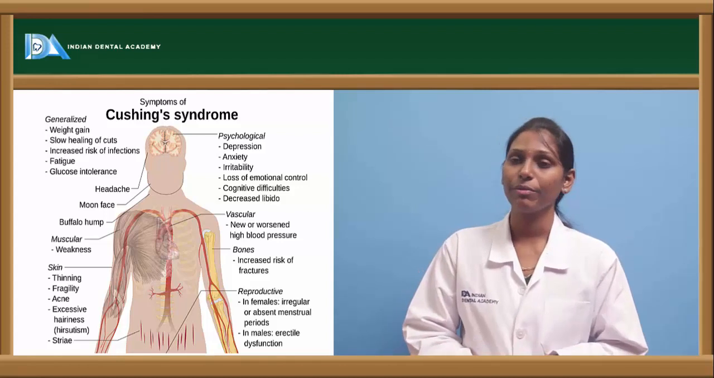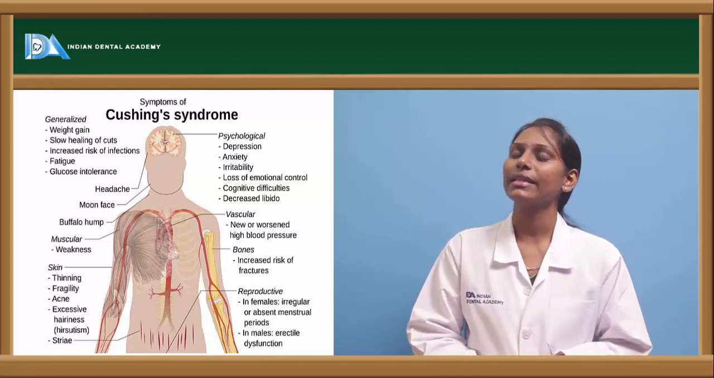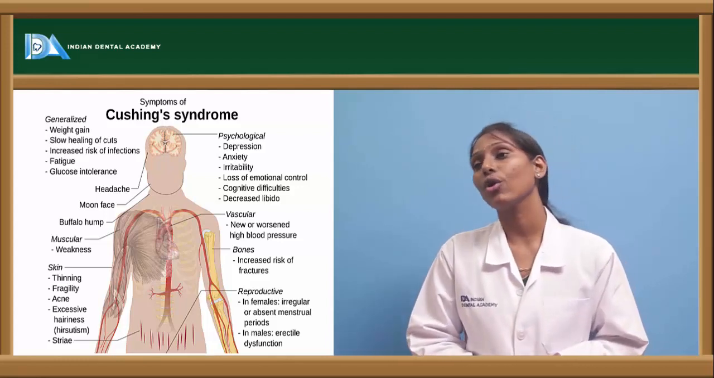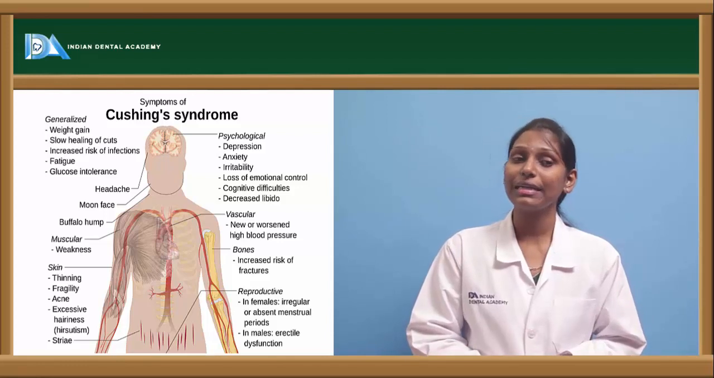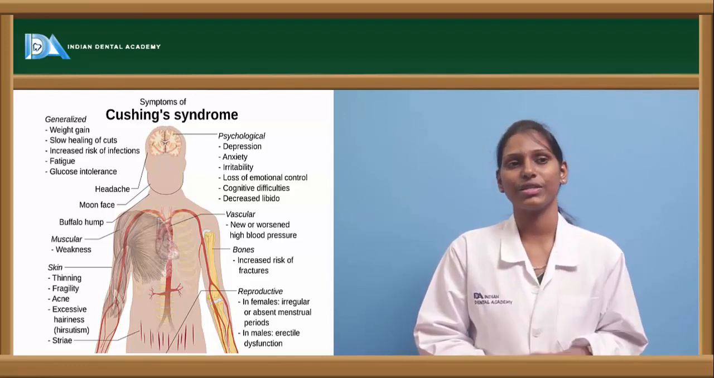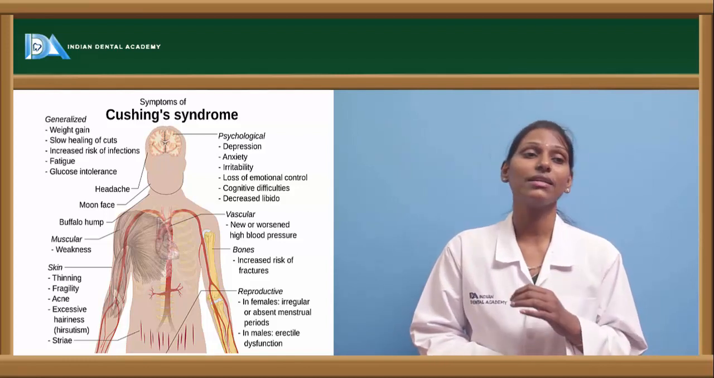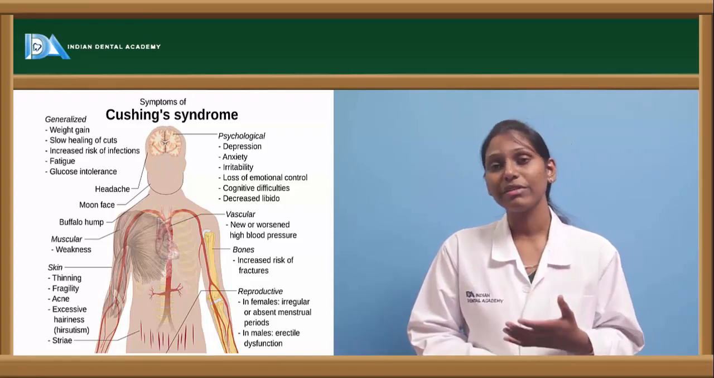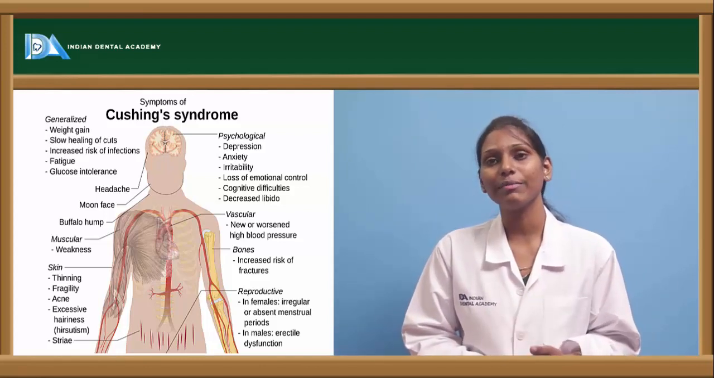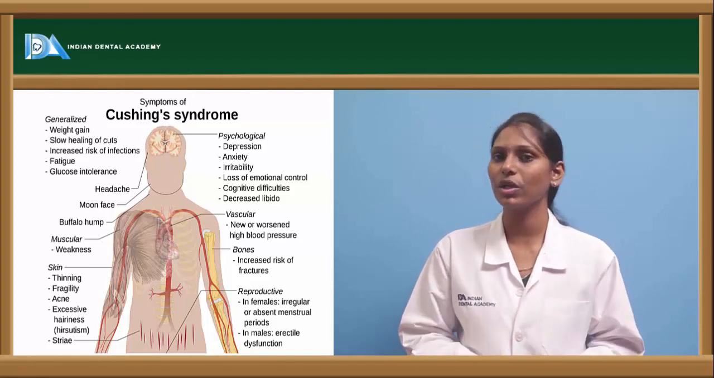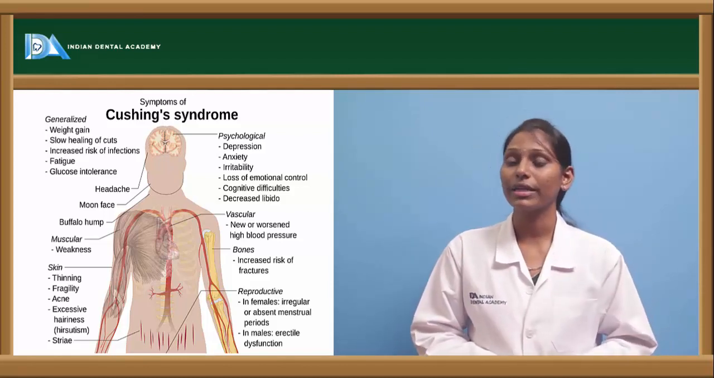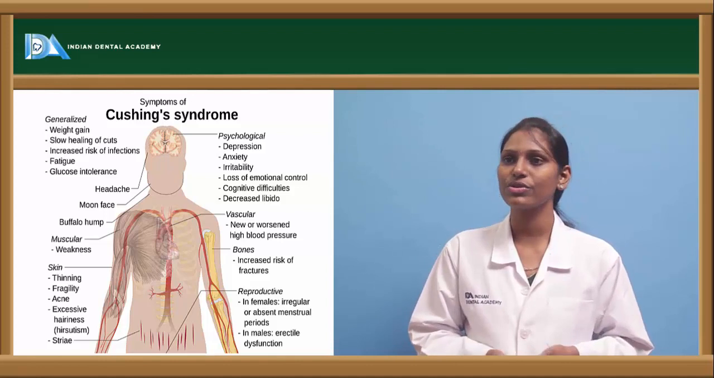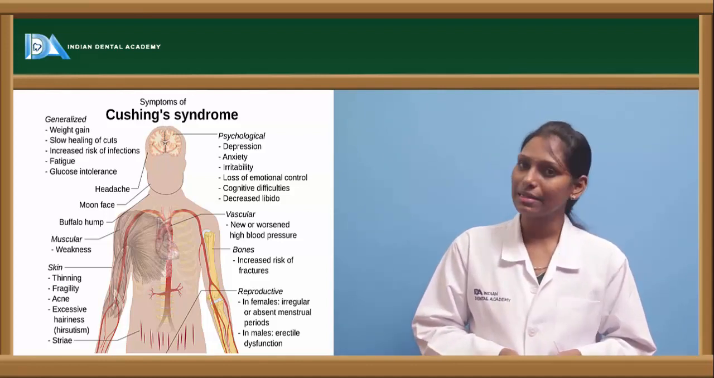We can see purplish striae on the abdomen, and psychologically they can have depression, anxiety, and irritability in some cases, and also loss of emotional control and cognitive difficulty, especially under severe stress. Okay, one important thing is when a patient is under severe stress, the adrenal gland, to compete with that stress, can release about 100% more cortisol, that is double the amount of cortisol can be released in cases of stress. So especially in cases of excessive stress, they can have cognitive difficulties and decreased libido can be seen.